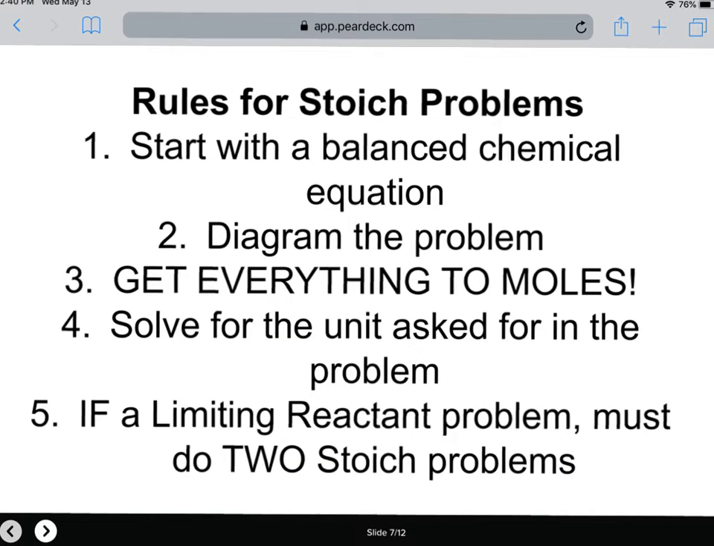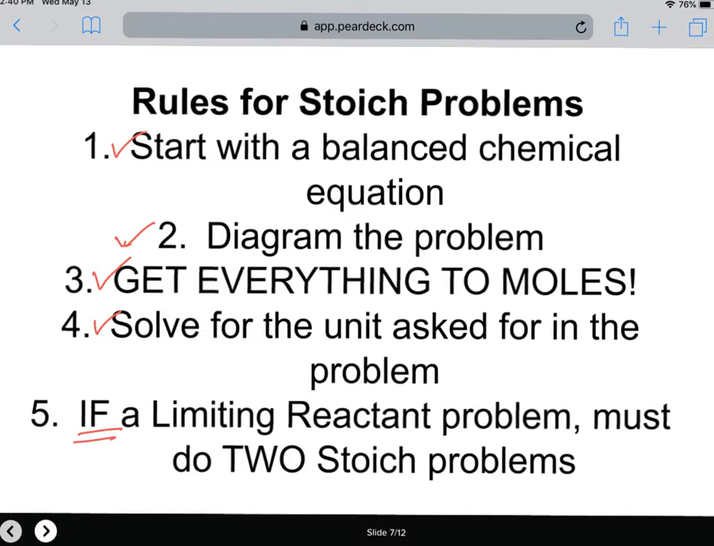So the rules for making Stoich problems successful. The first thing is that you have to start with a balanced chemical equation. The second thing is you're going to diagram the problem, and I'm going to show you how to do that. You're going to make little boxes and put the data from the word problem into the boxes so that you can actually see what you're comparing. The next thing is you have to get everything in the problem into moles. You might have to use that mole map, but on these problems, I've already done it for you.